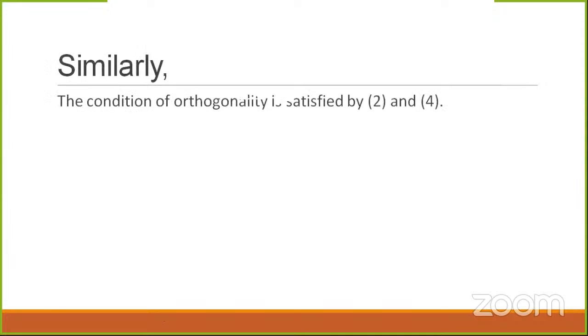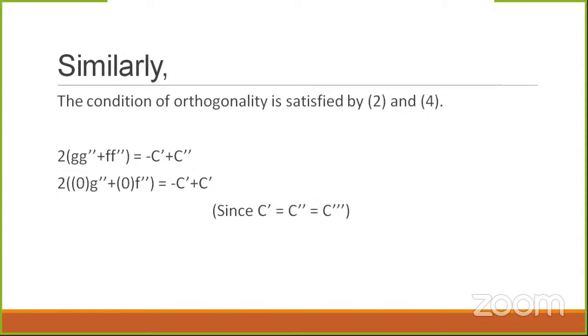And let us check the same condition between circles 2 and 4 now. Same condition. On the left hand side we substitute the values G, F as 0, 0 and G double dash, F double dash as they remain the same. But look at the right hand side, children. It is minus C dash plus C double dash. We have observed a condition where C double dash, C dash and C triple dash are equal. So substituting C double dash as C dash, the right hand side minus C dash plus C dash gets cancelled. So LHS is equal to 0 is equal to 0. From which we say the condition of orthogonality is satisfied by circle 2 as well as circle 4.